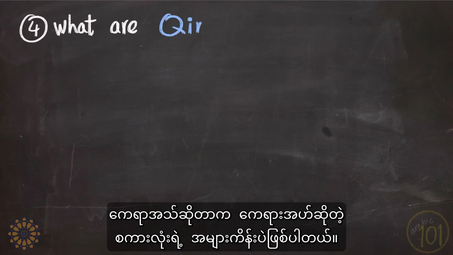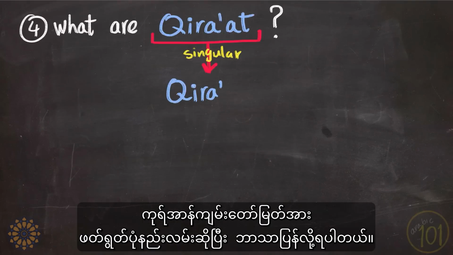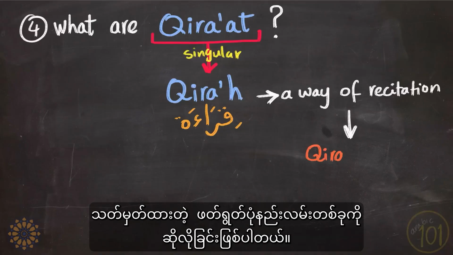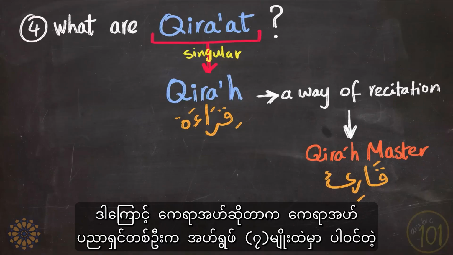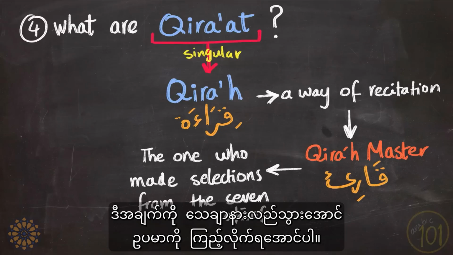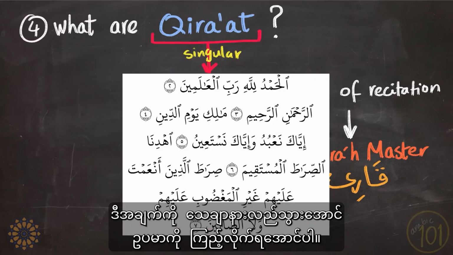The word qira'at is a plural of the word qira'ah, which translates into a way of recitation of the Holy Quran. So a qira'ah is a way of recitation that is attributed to a qira'ah master. So qira'ah is just the selection that the qira'ah master has made based on the variations of the 7 ahruf. Now let's have a look at an example to understand this point fully.